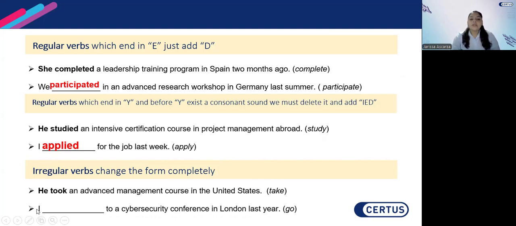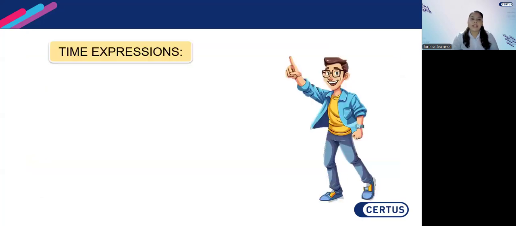The second one is for you. I went to a cybersecurity conference in London last year. Here the verb is go. So what is the past tense of go? Went. Very good. I went to a cybersecurity conference in London last year. Okay. Don't forget also the time expressions. Okay.